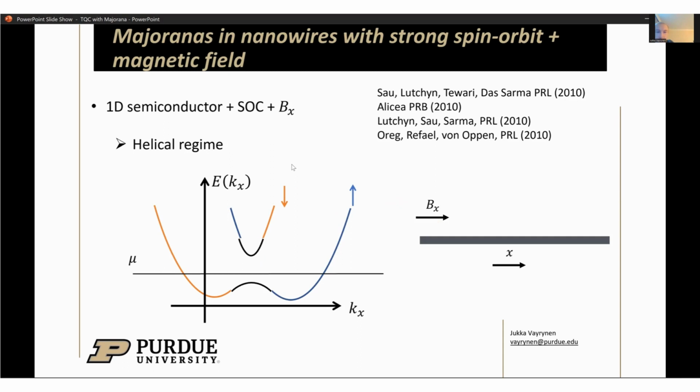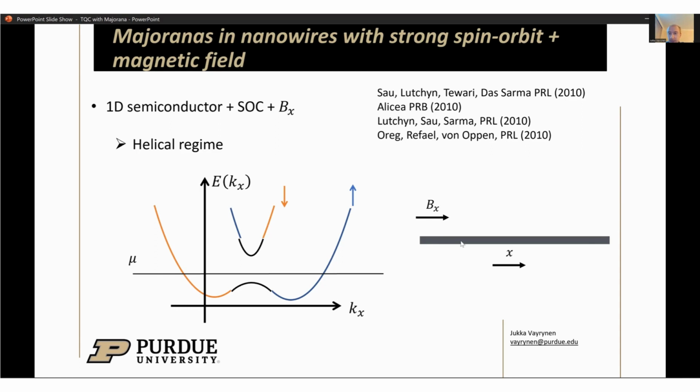And then it turns out once you put the chemical potential into this magnetic gap, you still have these two outer states, and it turns out that this so-called helical regime behaves in many ways like a spinless one-dimensional metal. So once you induce superconductivity to this, you can hope to realize something like the Kitaev chain model.